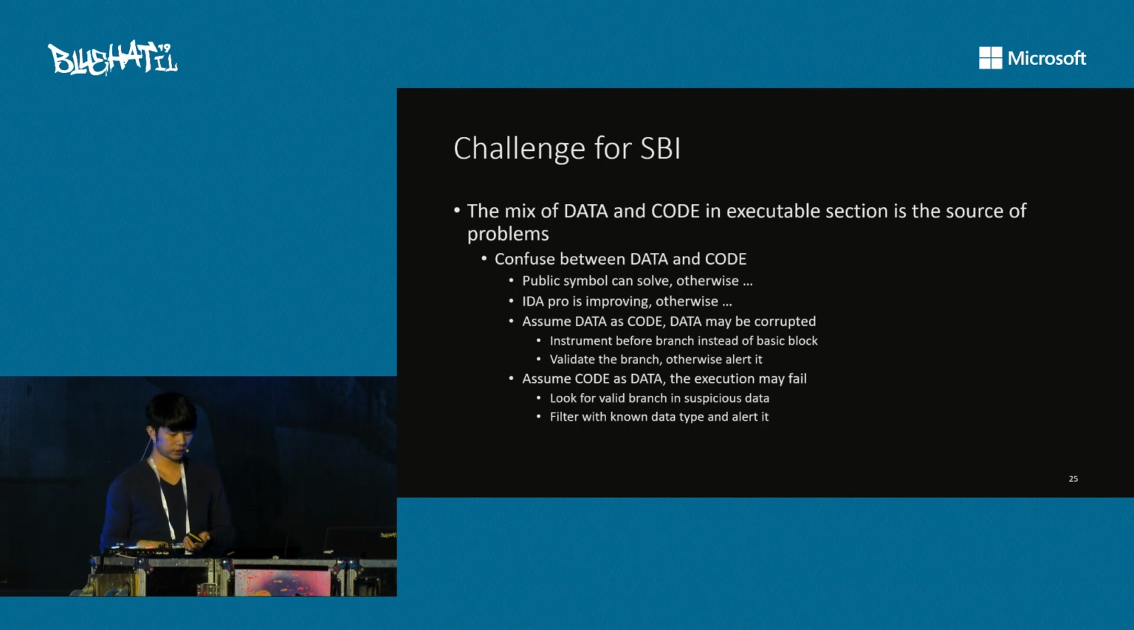And for the case that assumed code as data, I try to look for a valid branch in the suspicious data, which is usually located at the end of a function. And some of the known data types can be filtered. Then I alert the remaining suspicious data and also fix it manually. The strategy here is semi-automation.